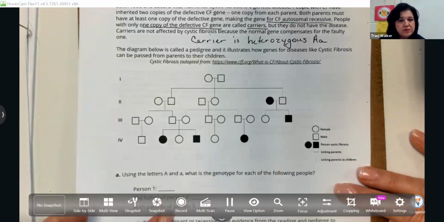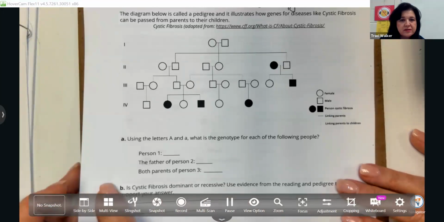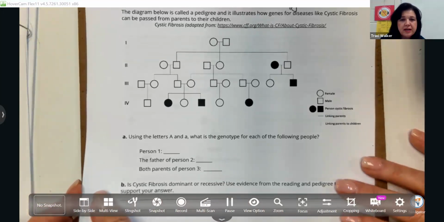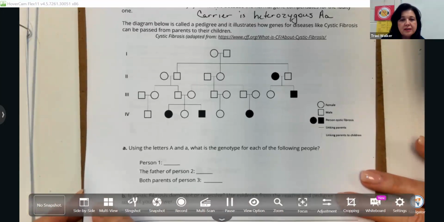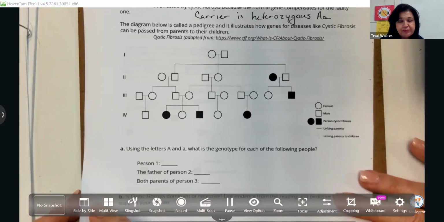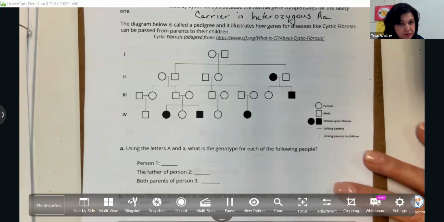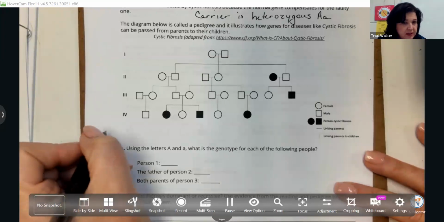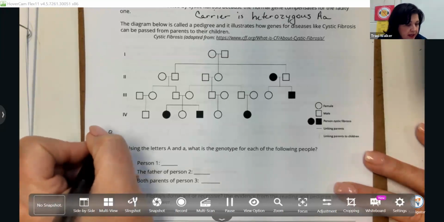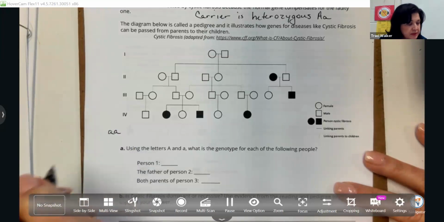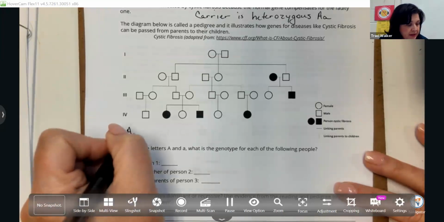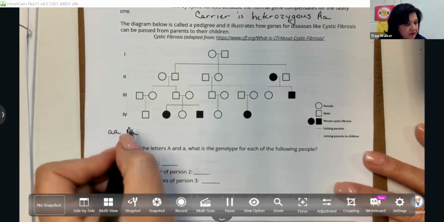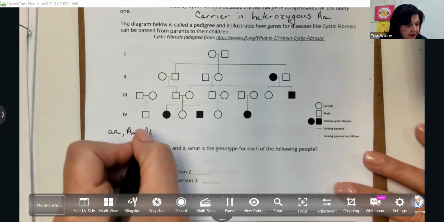Okay, so using the letters big A and little a, what is the genotype of the following people? So we're just going to label the genotype of all the people, just like we did in the previous video. But we're going to start with, remember, there are 3 possible genotypes. There is little a, little a. There is big A, little a. And then there is big A, big A.